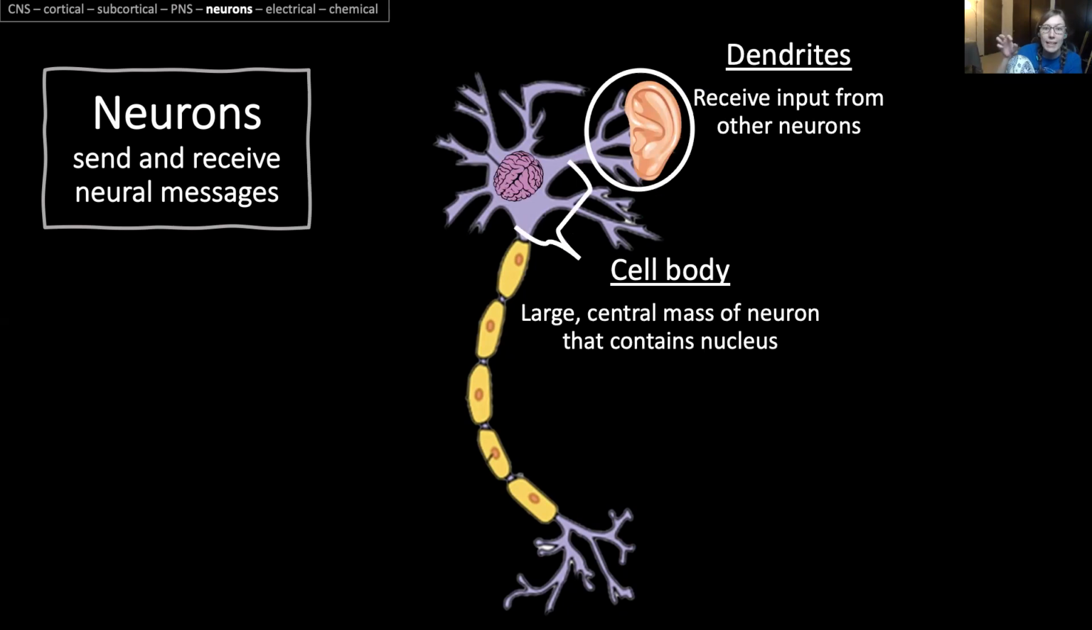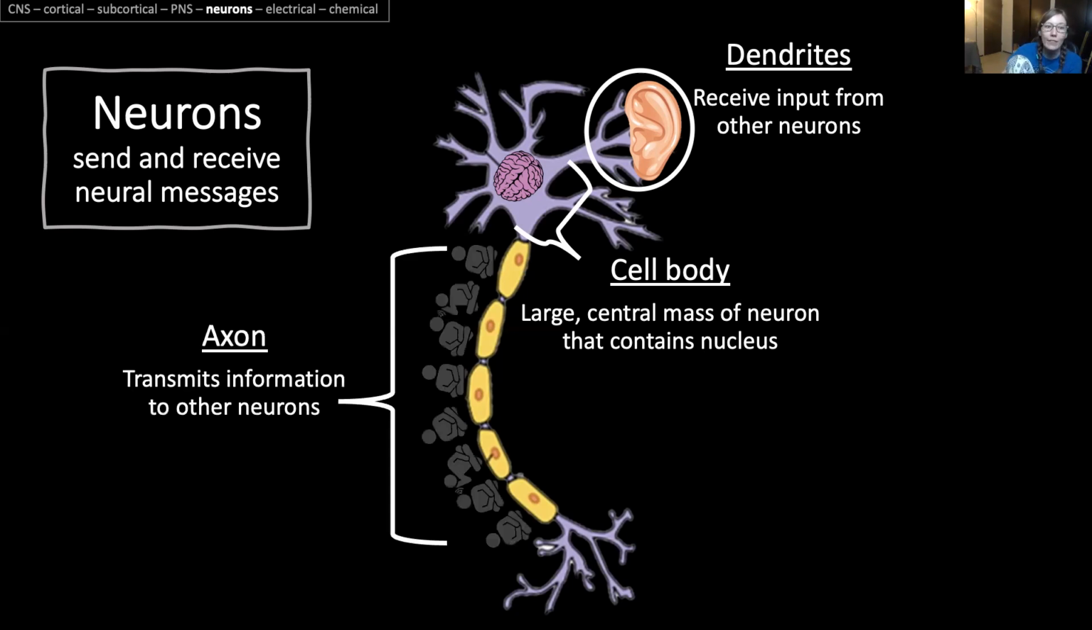This giant purple mass in the center of the neuron is called the cell body. And this is where the neuron's nucleus is. Now we're not going to get into the weeds of cell organelles and whatnot that you might have covered in biology, but just know that the cell body contains the nucleus, which is kind of like the cell's control center. So it kind of makes the cell body function like our brains. It's got a little brain inside of it. Not really, but bear with me.